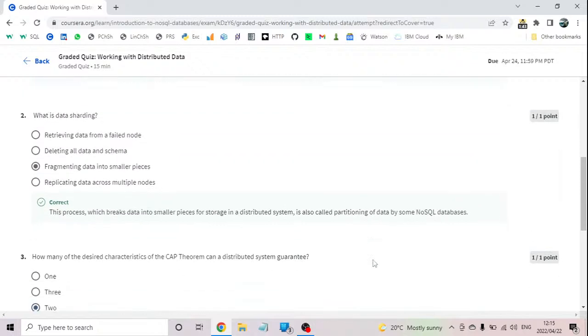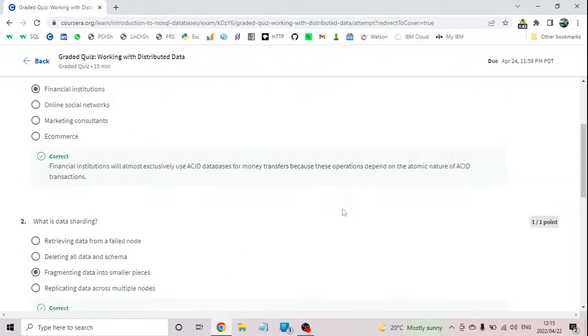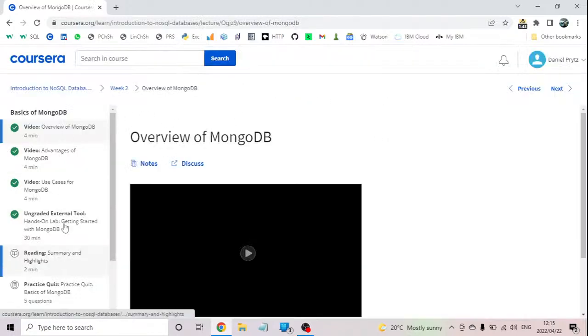Okay, but we're not making progress, which is not good. What drives your data model in NoSQL? How the data is denormalized. Denormalized. It's not normalized. So normalized data, you have duplicates. Well, surely that's usually relational databases because then you care about the duplicates. Okay, I'll give one more answer. Otherwise, I'm not. Oh, wait, hang on.